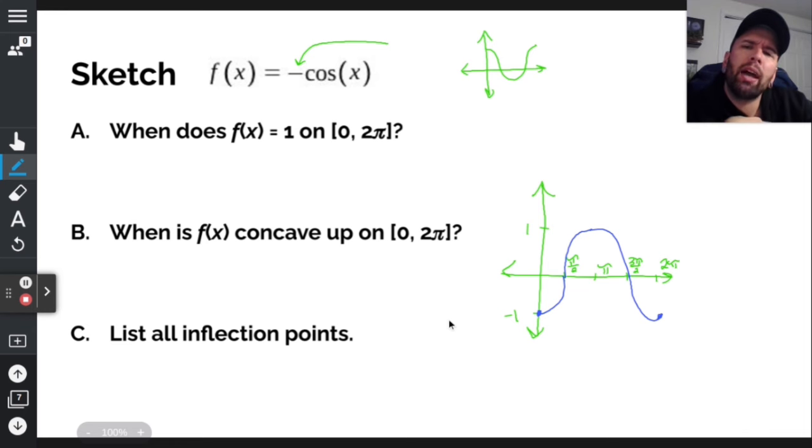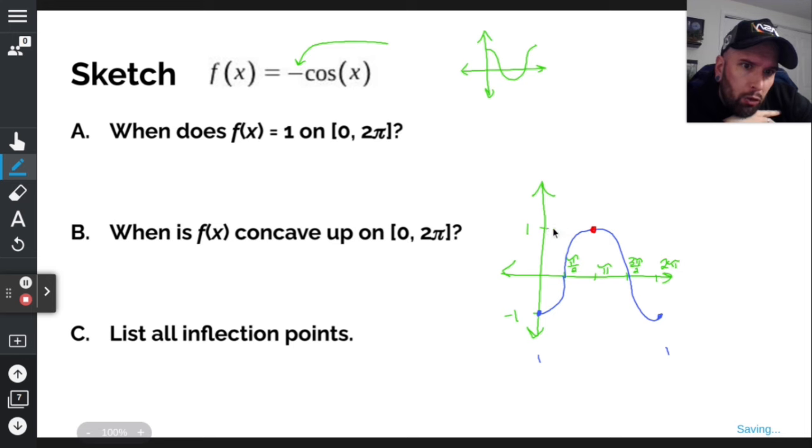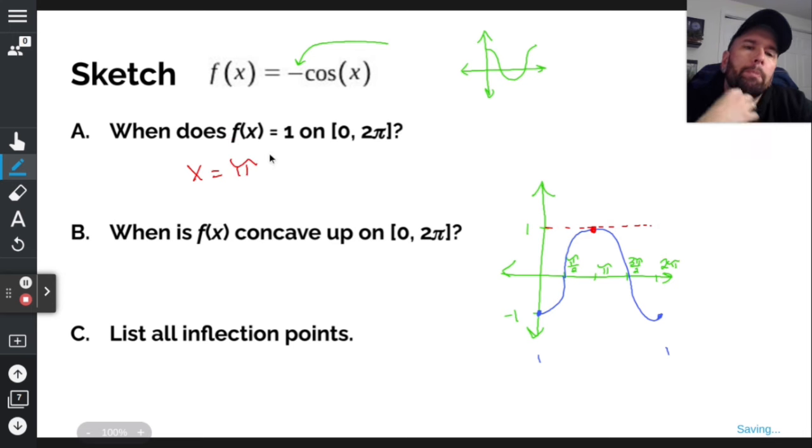When does f of x equal 1 on the interval 0 to 2 pi? Well, here's the interval 0 to 2 pi. It hits 1 just once, and that just once is right there at pi. So when x is pi is when f of x is equal to 1.